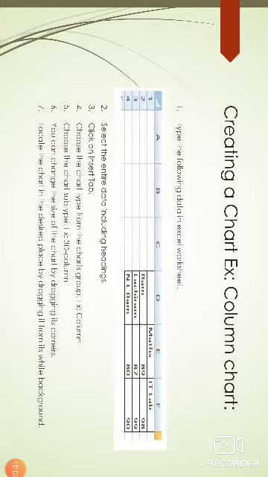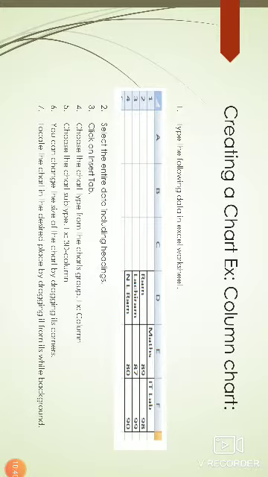Here first we have to select the entire data including headings. Click on the Insert tab. Now the Insert tab is selected on the ribbon. Choose the chart type from the Charts group, for example, Column. Now a dialog box appears. Here choose the chart subtype, for example, 3D Column.